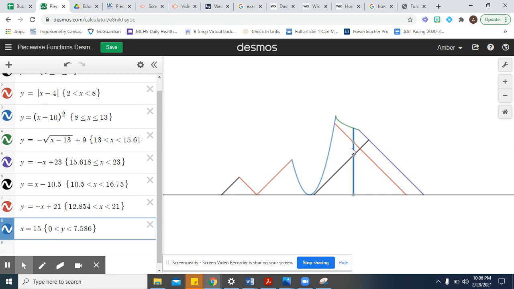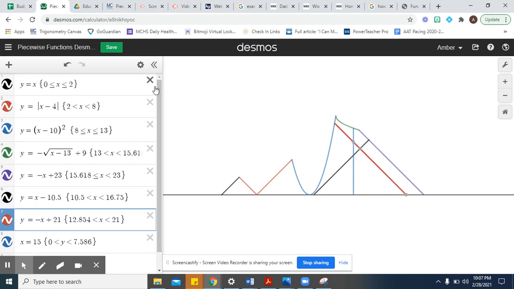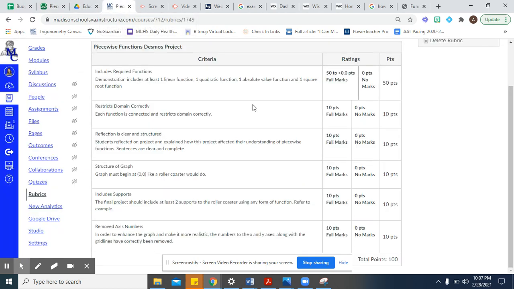You will be required to include at least two supports for the roller coaster. As you can see, I have a support here, I have a support here, and a support here. You can include as many extra functions as you would like in order to make this piece come together and make it appear as if it is a roller coaster.